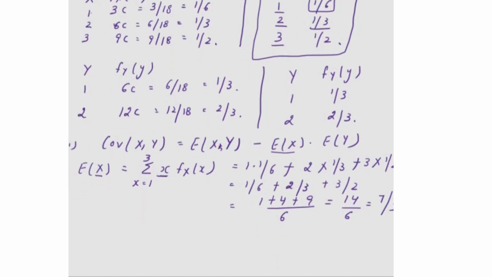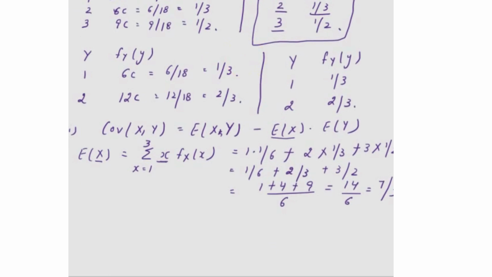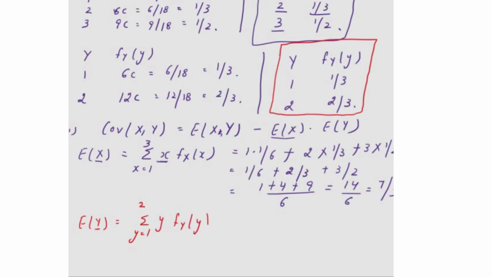Similarly, we can compute the expected value of y. So for this expected value of y, we have this marginal density of y. So in order to compute the expected value of y, this is a summation. Y is taking values 1 and 2 only, so this is 1 to 2, and this is y because the function is y. So y as it is, multiplied by the marginal density of y.